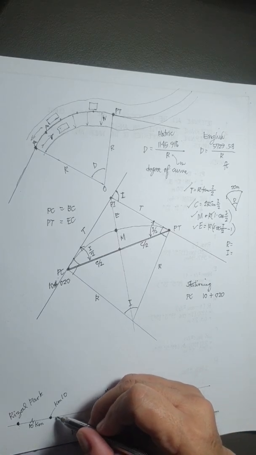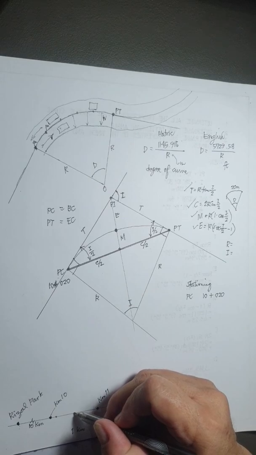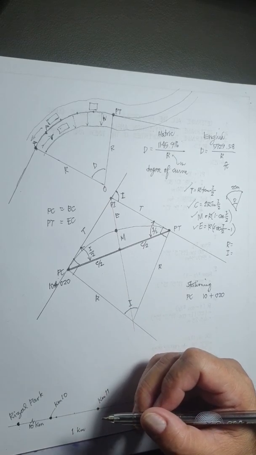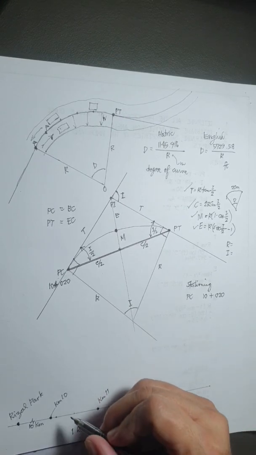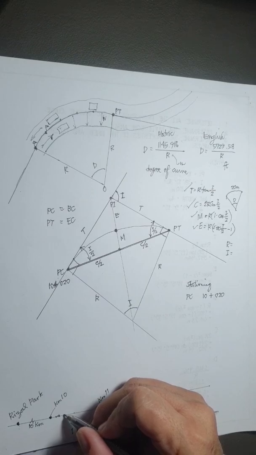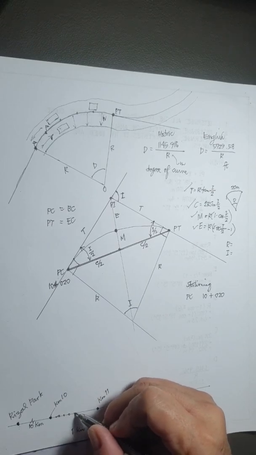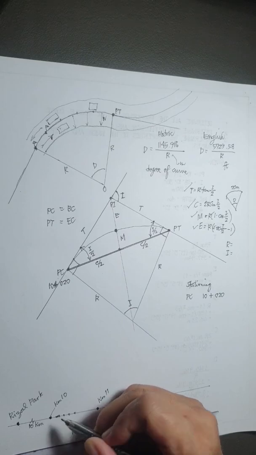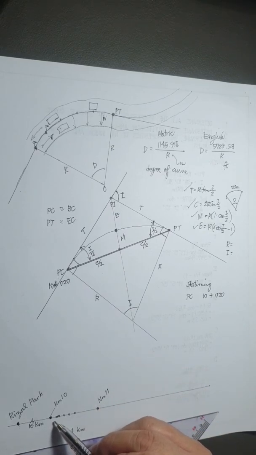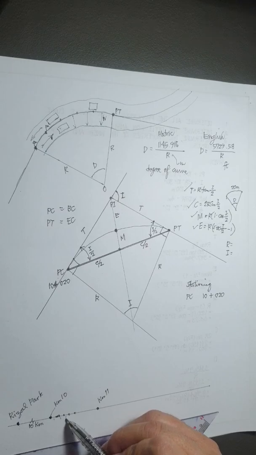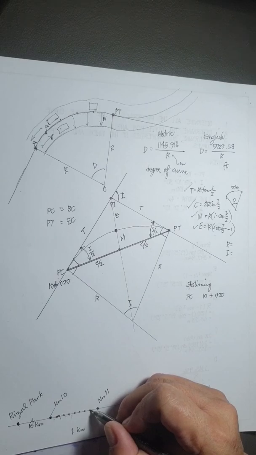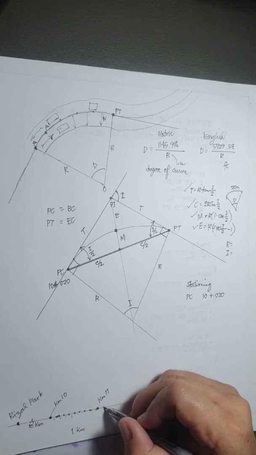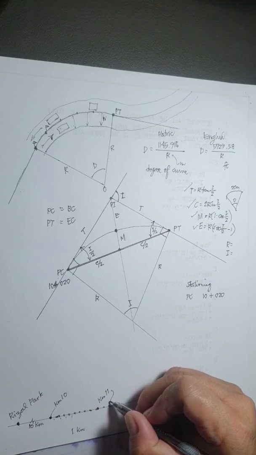Pag nagse-set up ka niyan, puputol-putulin yan. Pwede mong putulin yan ng by 20 meters, by 100 meters, pwede rin. So, pag 100 meters, ibig sabihin, you are to divide these points into tig 100 dyan. 100, 200, 300, 400, 500, 600, 700, 800. Okay? Kasi ito na ngayon yung kilometer 11.